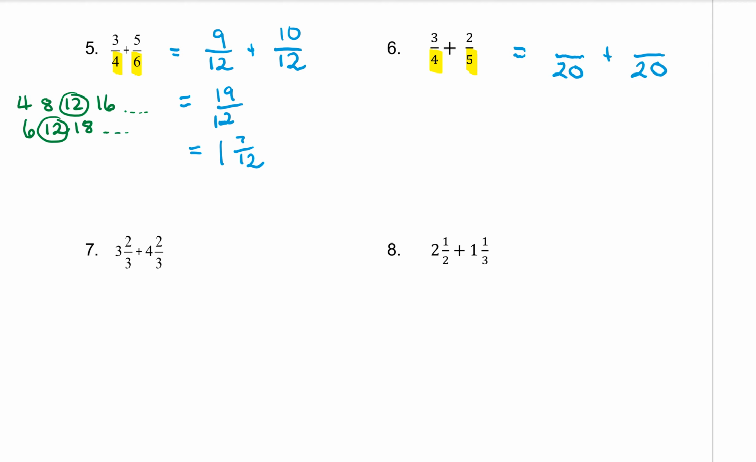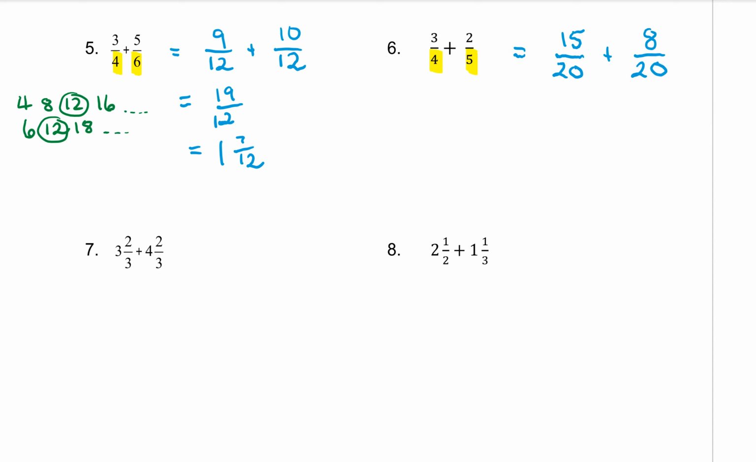So to find the new numerators, 4 would have to multiply by 5 to get to 20. So I go 3 times 5 makes 15 for the numerator. Now for the second fraction, 5 has to get to 20, so I would need to multiply by 4 this time. 2 times 4 is 8 for the second fraction.